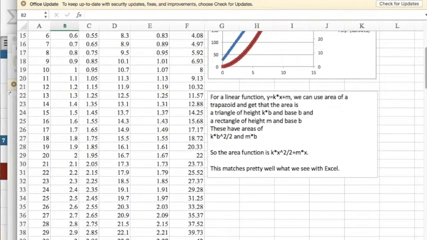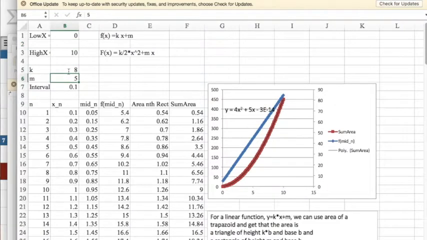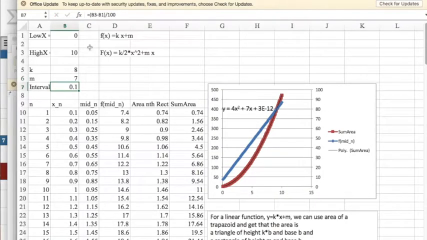If I try the same thing with a linear function, I do the same kind of thing, except now I'm getting my area function being a quadratic function. It looks like a good fit, and it's k over 2 times x squared plus m times x from that linear function. And we notice that if I change k and m, I still get that same k over 2 times x squared plus m times x.